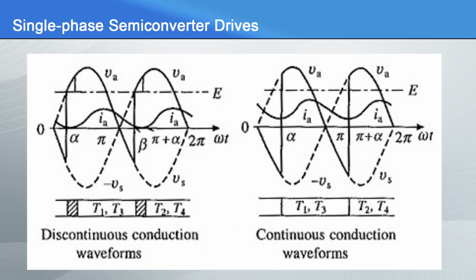When armature current does not flow continuously, the motor is said to operate in discontinuous conduction. When current flows continuously, the conduction is said to be continuous. The drive under consideration mainly operates in discontinuous conduction. Discontinuous conduction has several modes of operation. The motor terminal voltage and current waveforms for the discontinuous conduction and continuous conduction modes are shown in the figure.